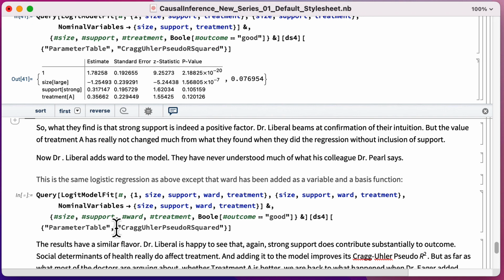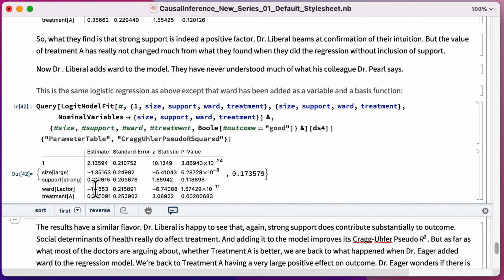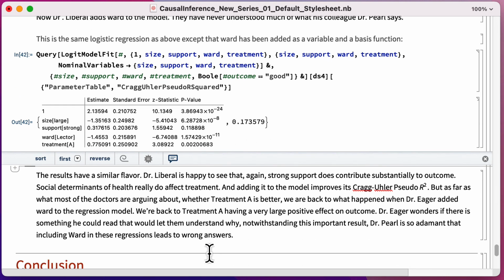And Dr. Ward decides, you know what, maybe I should include ward. I don't know what Dr. Pearl was saying. He never understood stuff. Never understood Dr. Pearl. So we'll add it back in, and what we see is sort of the same picture. The effect of ward isn't much changed. The effect of treatment A goes back to being 0.77, much greater than it was before, and we have a higher R squared than we did before.